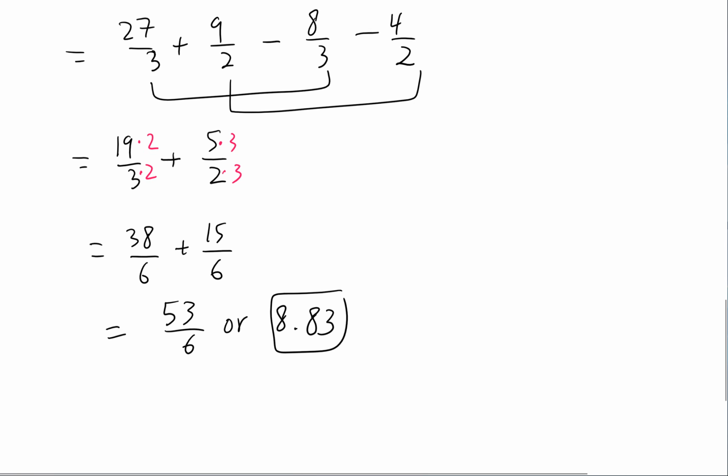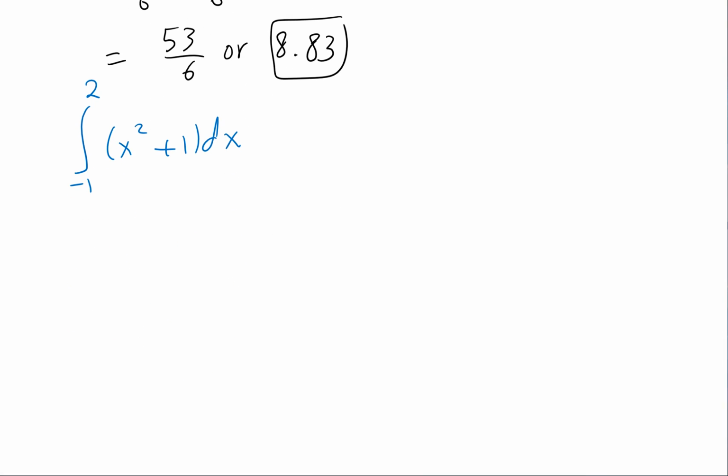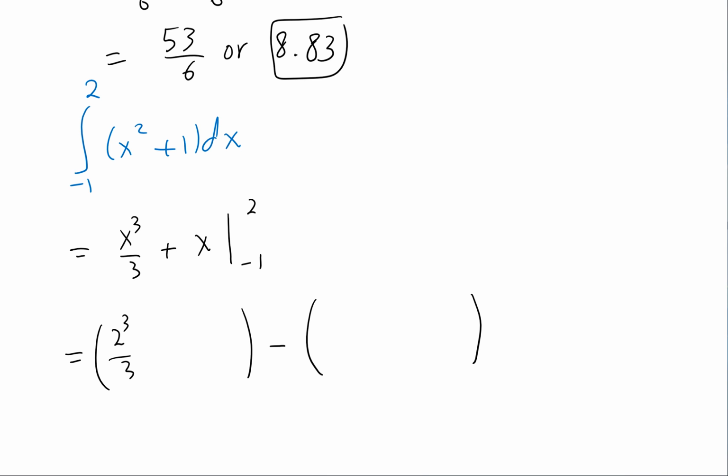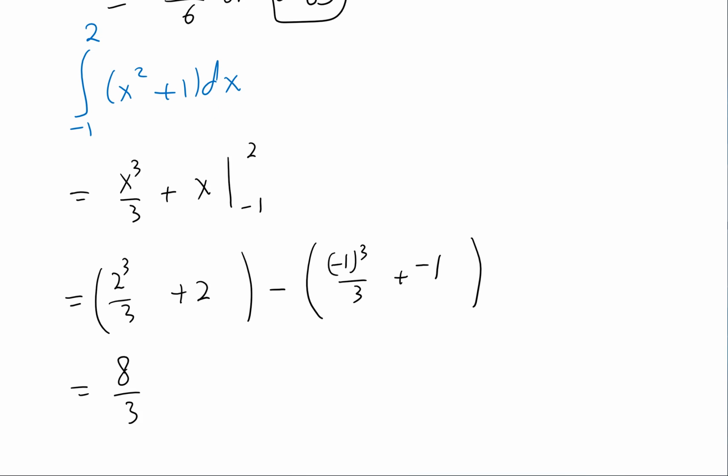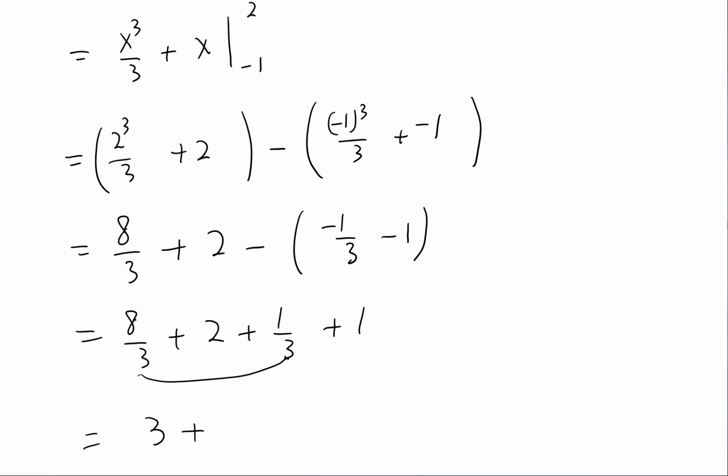So now is the time for you to try one on your own. x squared plus 1 dx from -1 to 2. You can move on with this. Integrate, the first one is x cubed over 3 plus x from -1 to 2. And as I said, before you start substituting, make sure you open parentheses like this. Let's see. Substitute the 2 first for x, then -1 for x. And this gives us 8 over 3 plus 2 minus, negative 1 over 3 minus 1. If you bring this down, plus 2, multiply the negatives. What does that give us? This is 9 over 3, which is 3, and 2 plus 1, 3. So the answer is exactly 6. No decimals.